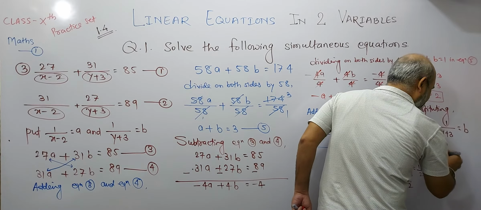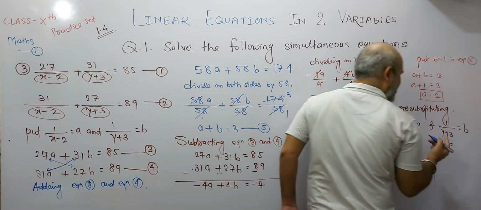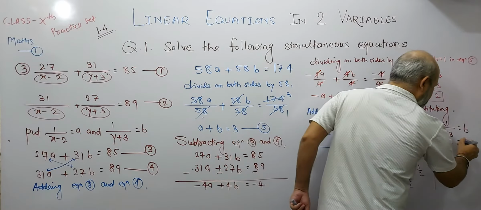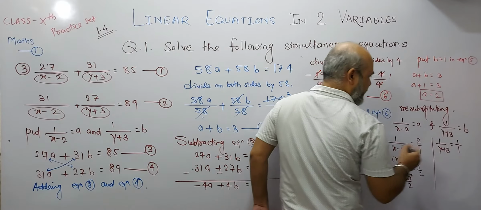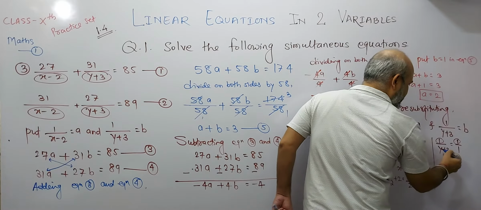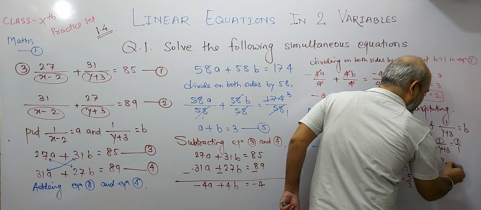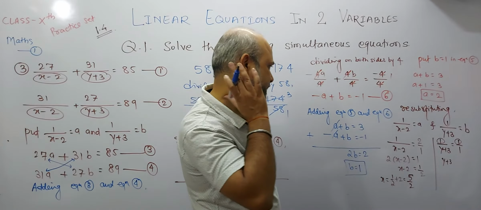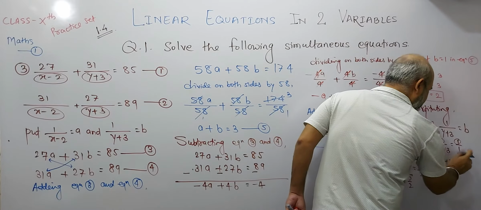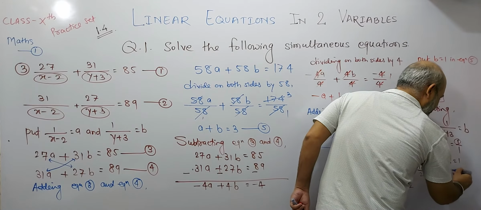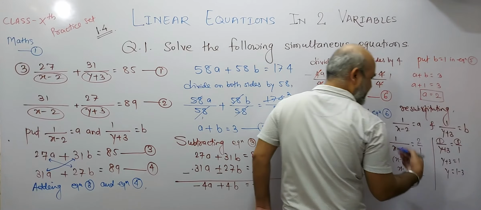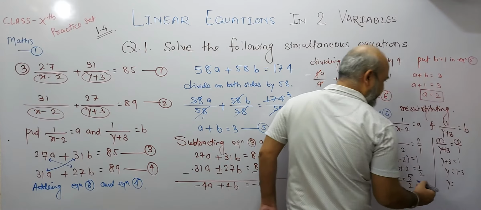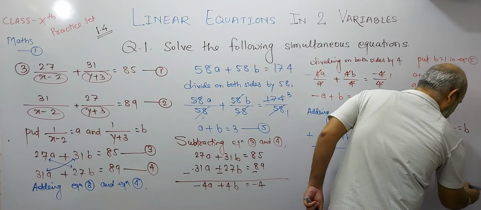Now what will be the value of this? So 1 upon y plus 3 is equal to, what is b? B is 1. So you will write 1 upon 1 is also 1. Now again numerator is same, so denominator will also be the same on both sides. So y plus 3 is equal to what? 1. So y is equal to what? 1 minus 3, because plus 3 becomes minus 3. So y is equal to minus 2. Clear?